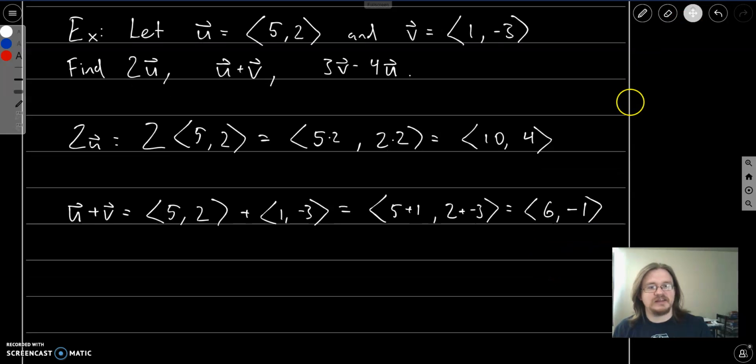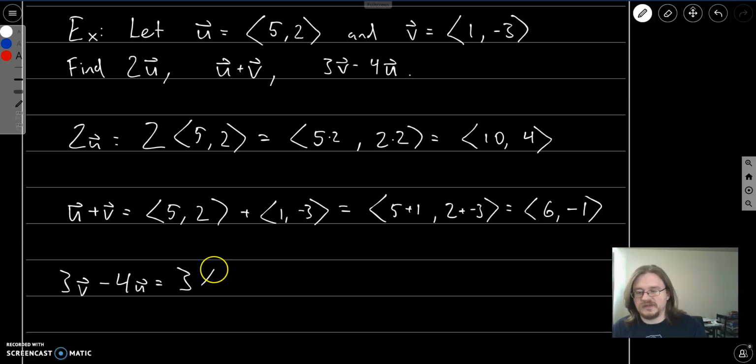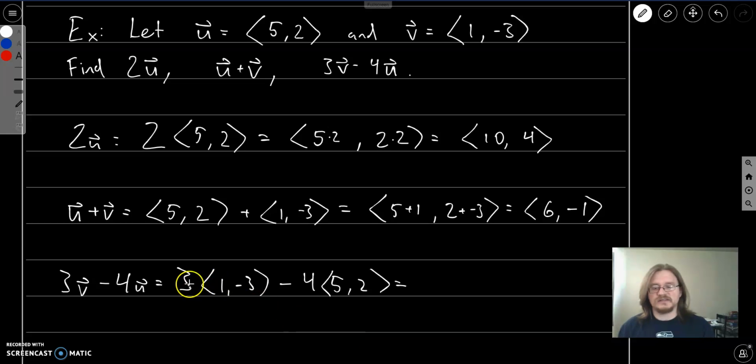And then the last one, we have 3v minus 4u. And for this one, again, everything should essentially just come out in the wash, because we've got 3 times v, and v was 1, negative 3, minus 4 times u, which u was 5, 2. So let's distribute our scalars out front, our numbers.